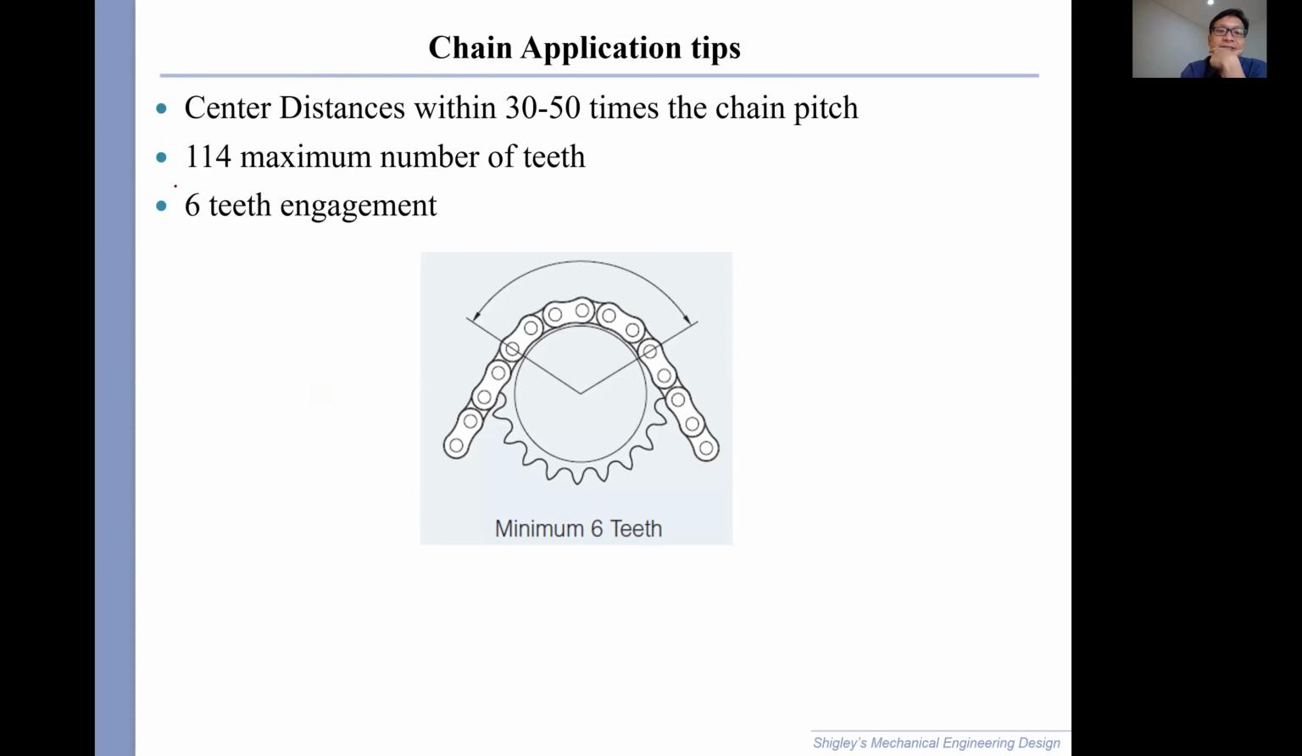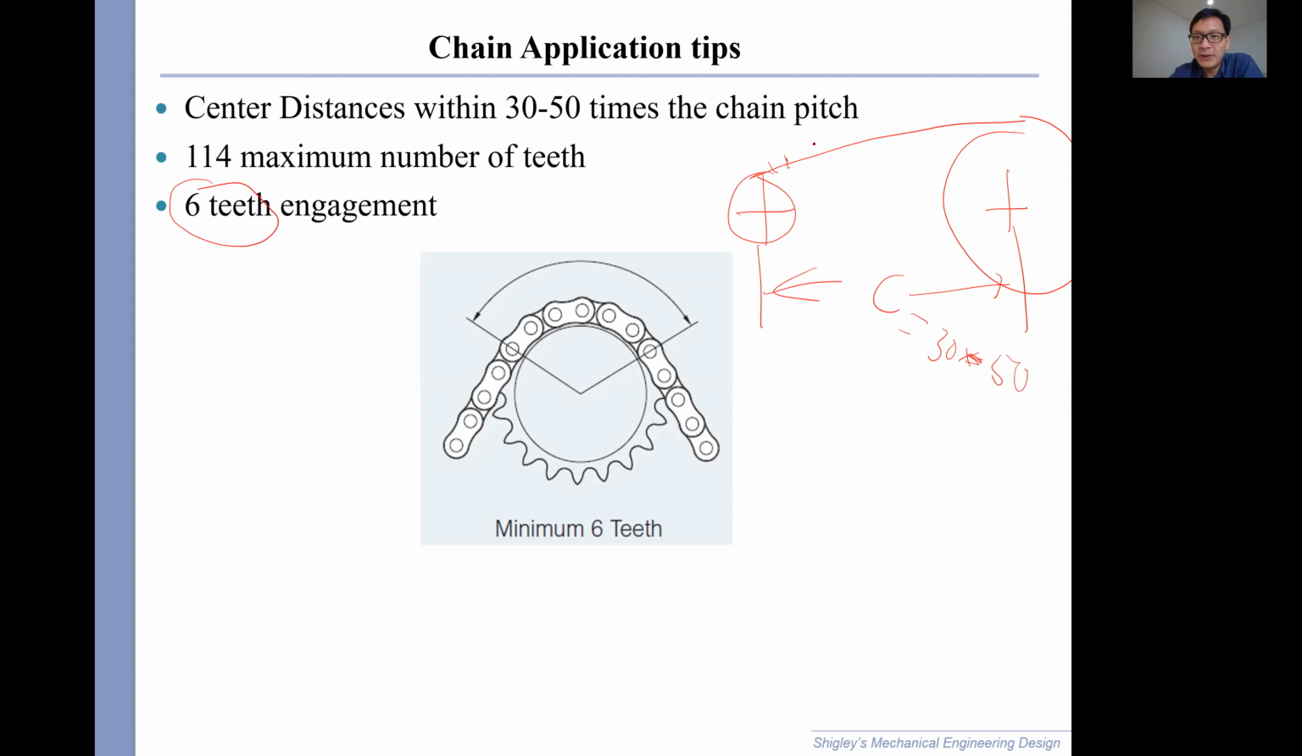In general, you want at least 6 teeth engaged. Center distance should be about 30 to 50 times the chain pitch. So the two sprockets, the center distance C should be about 30 to 50 times the pitch. So if it's 30, that means roughly there are 30 links here. That helps spread the load, and again, the rollers don't wear out as quickly. But it doesn't have to be. The 60th engagement, I think, is a good idea.